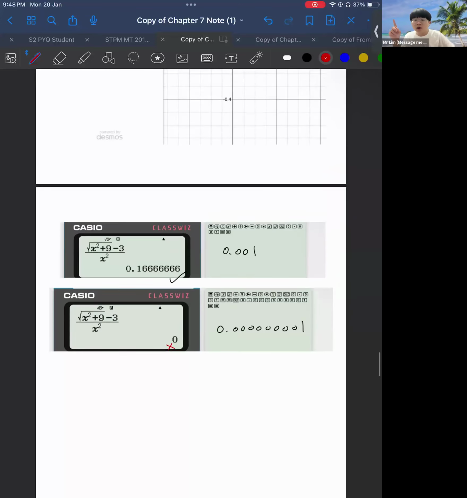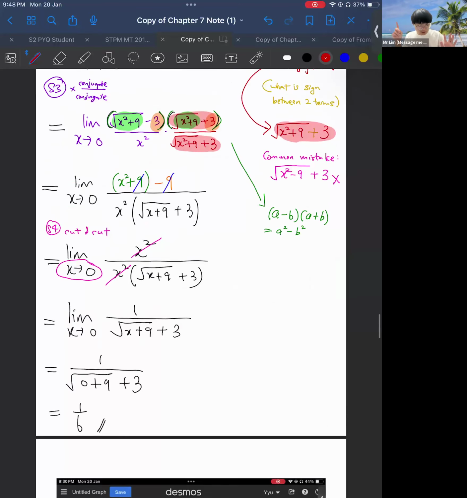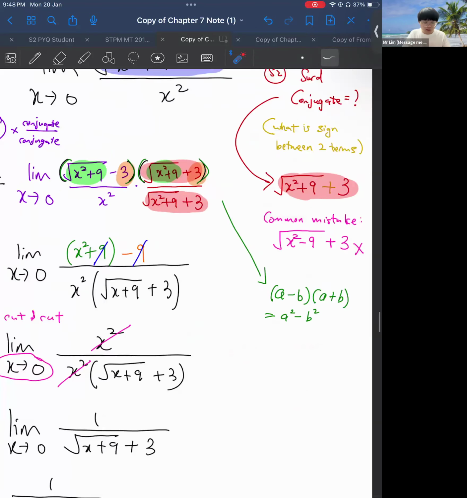Square root of x squared plus 9. Yes, square root of x squared plus 9. Correct. This one is wrong. This one is a common mistake. This is wrong, the common mistake. Don't do this one. This is the correct one.